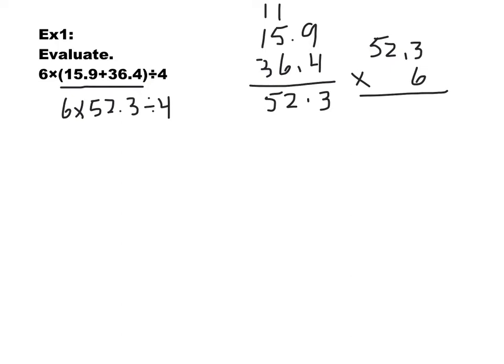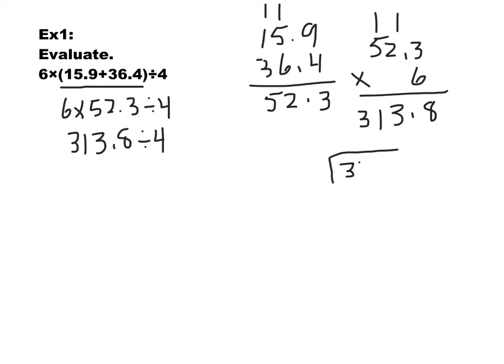Now 6 times 3 is 18, so it's 8 here, 1 carried over. 6 times 2 is 12 plus 1 is 13. 3, 1 carried over. 6 times 5 is 30 plus 1 is 31. So now my expression becomes 313.8 divided by 4. The last operation I have to do is division. So I'm going to do a long division, 313.8 divided by 4. I put the decimal here.